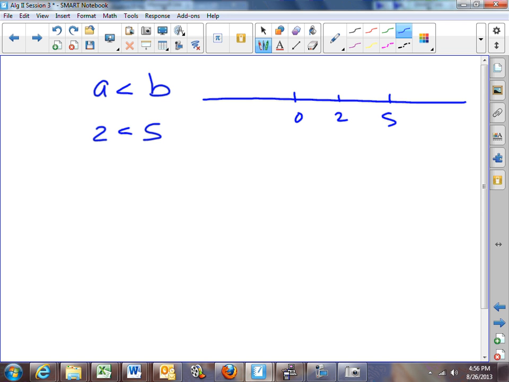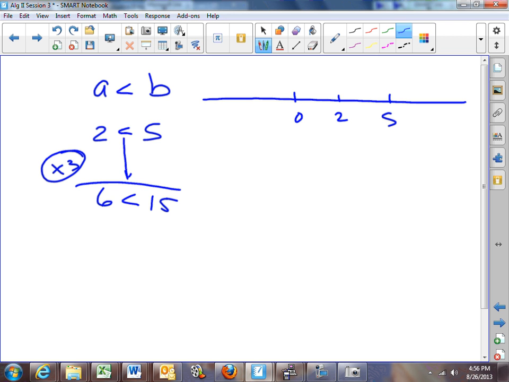Now, if you multiply both sides of this inequality by a positive number, say 3, for example, you'll get 6 and 15. Now notice, 6 is still less than 15. Whenever you multiply both sides of an inequality by a positive number, the inequality sign is preserved.